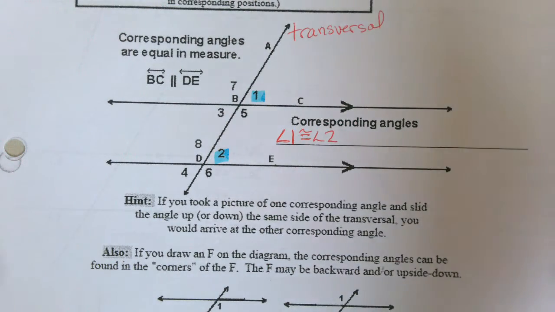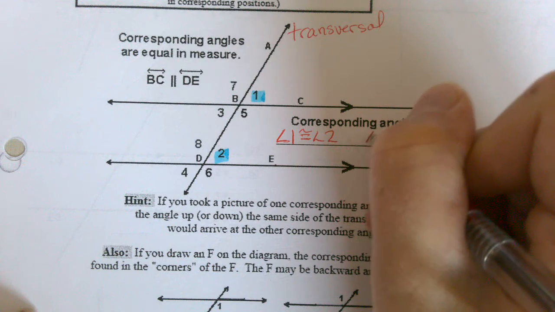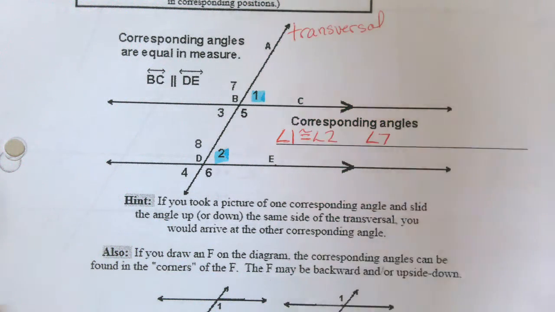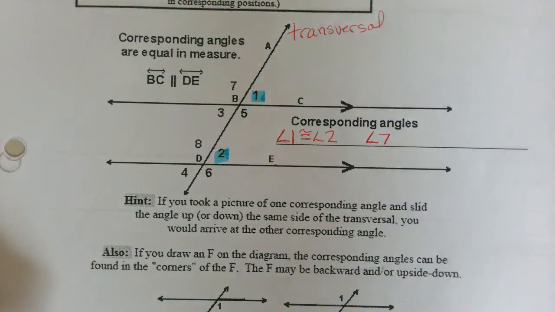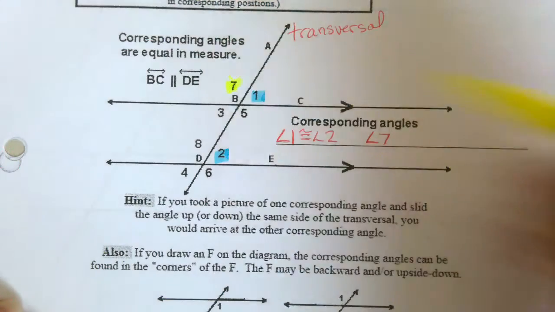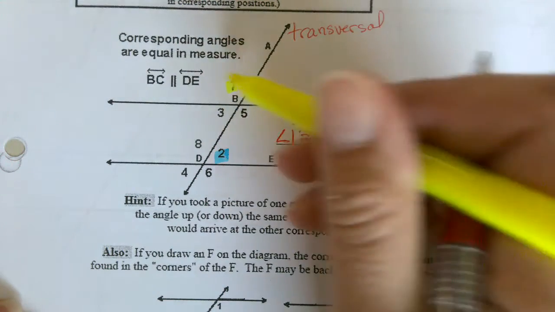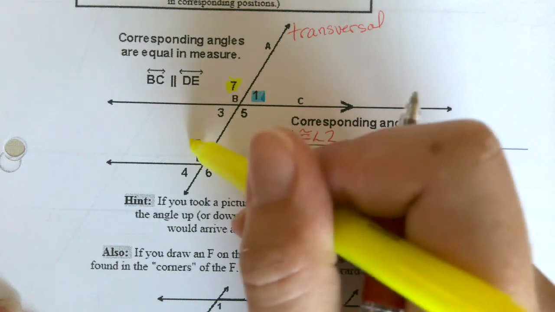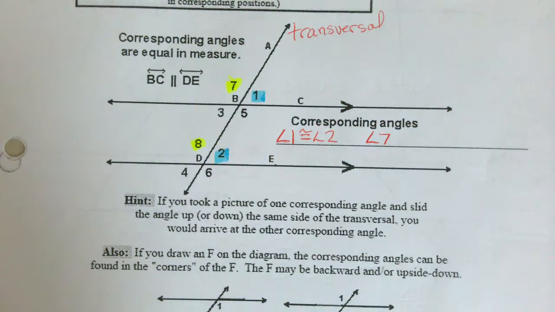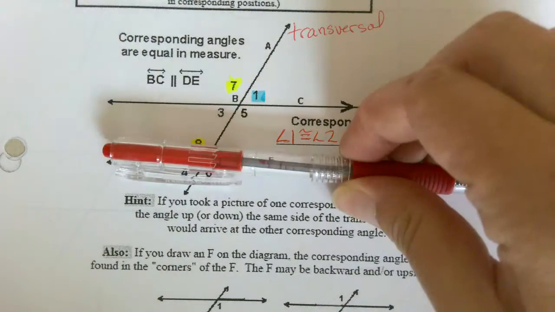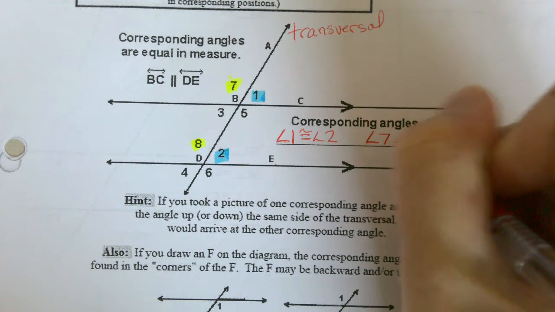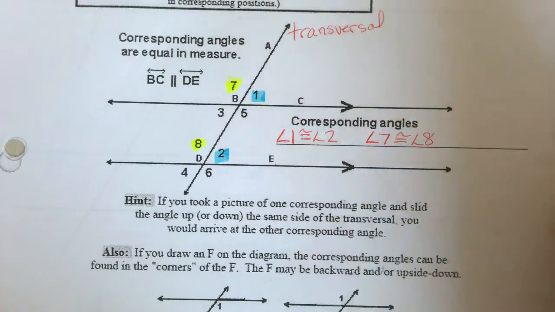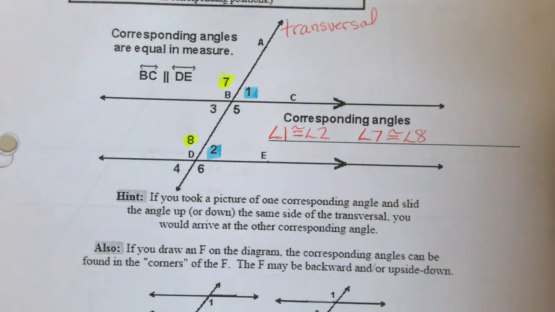Now, what other one is corresponding? Let's look at angle 7. What would angle 7 match with? Well, it's in the top left corner of this cluster. What else is in the top left corner? Angle 8. So do you see that I'm picturing taking this line and sliding it down. So angle 7 is congruent to angle 8. All right, what else do we have?